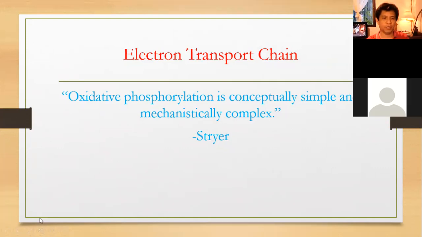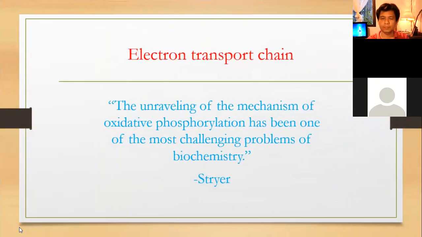Okay, so yun yung ibig sabihin ng phrase na oxidative phosphorylation is conceptually simple but mechanically complex. You will see the mechanical complexity of ETS later. So sabi dito ni Stryer, the unraveling of the mechanism of oxidative phosphorylation has been one of the most challenging problems of biochemistry. No? So parang 1960s na, hindi pa nila talaga ma-discover kung paano nangyayari yung electron transport chain.